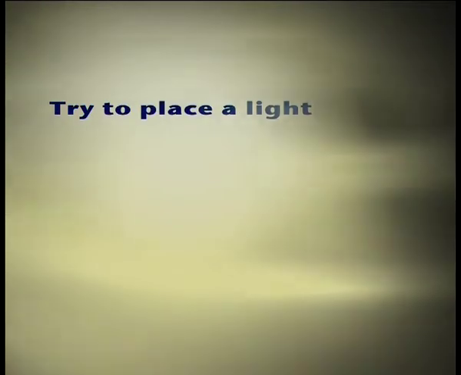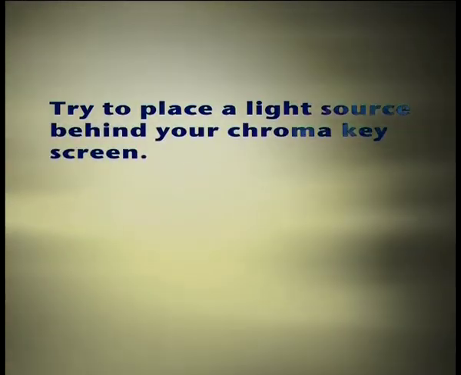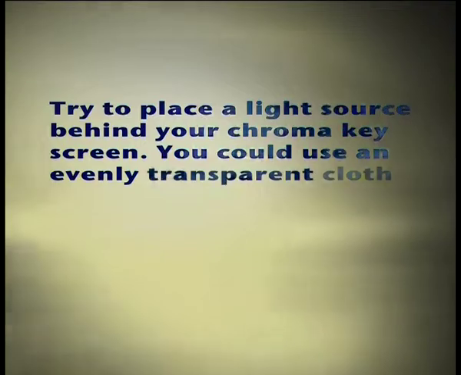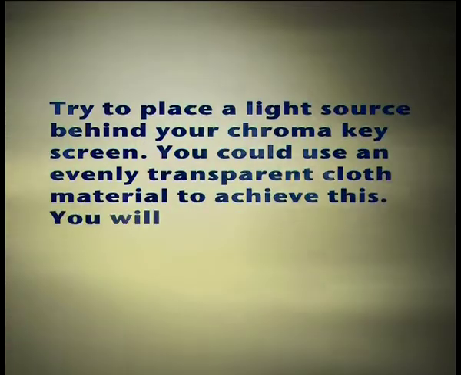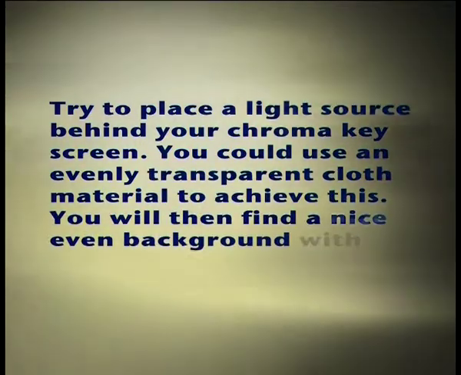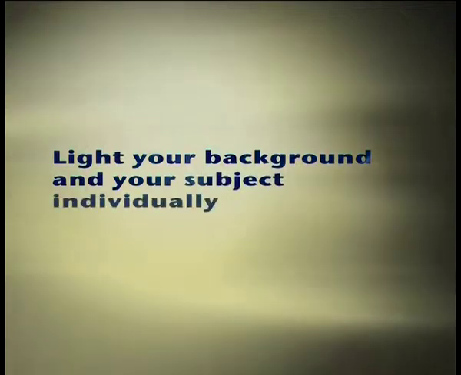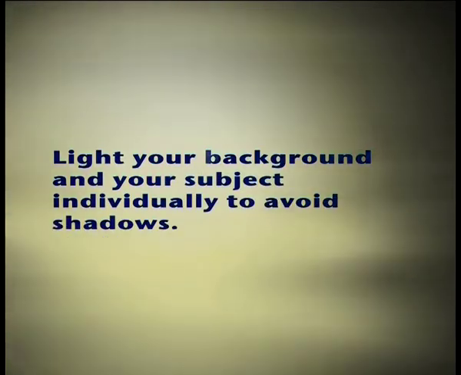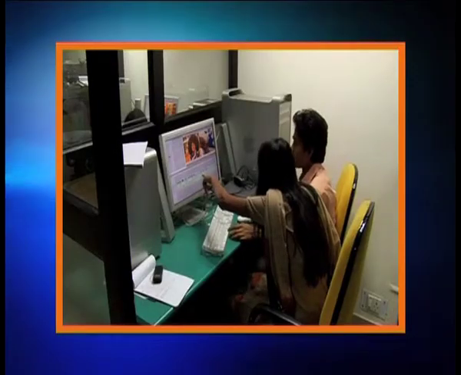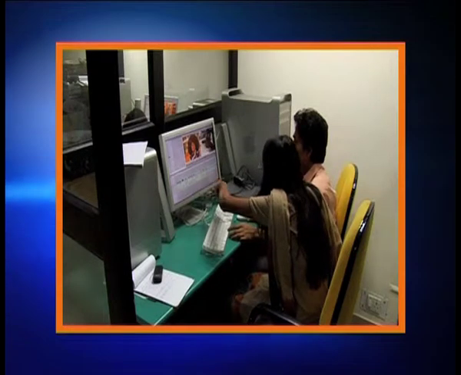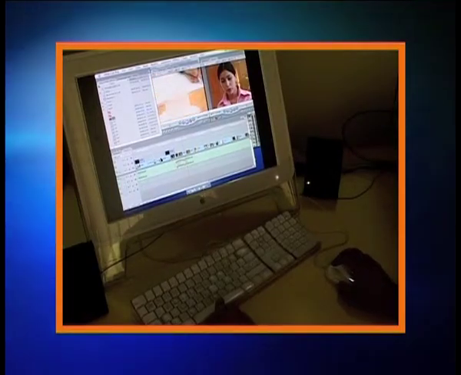Try to place a light source behind your chroma key screen. You could use an evenly transparent cloth material to achieve this. You will then find a nice even background with no shadows. Light your background and your subject individually to avoid shadows. Most nonlinear edit systems expect an absolutely even background for good results when using the green screen or blue screen chroma key option.